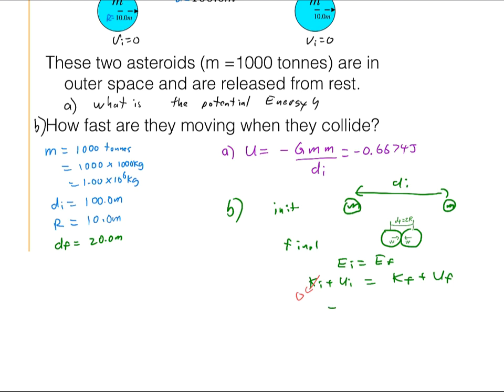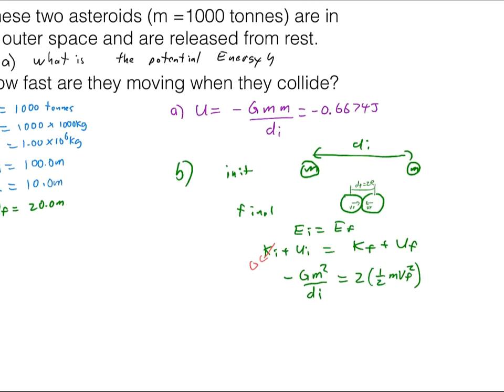And so that's just going to be minus G M squared over D initial. Now, kinetic energy final, there's two of them, and they're both going to have kinetic energy of 1/2 M V final squared. I added two kinetic energies because they're both moving at the end. And then there's their potential energy. At the end, they are separated by a distance D final, which is twice their radius. So it's going to be minus G M squared over D final.